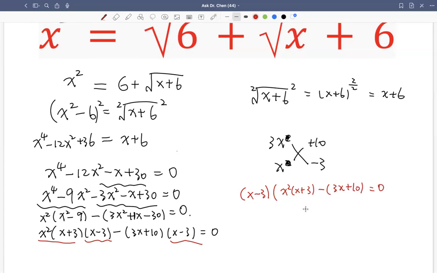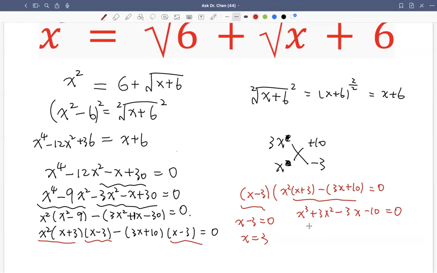So once in the factored form, we can use the zero property. The zero property says the first factor can be 0. So x minus 3 can be 0, that gives us x equals 3. Then the second factor also can be 0. So let's try this. We get x cubed plus 3x squared minus 3x minus 10 equals 0.